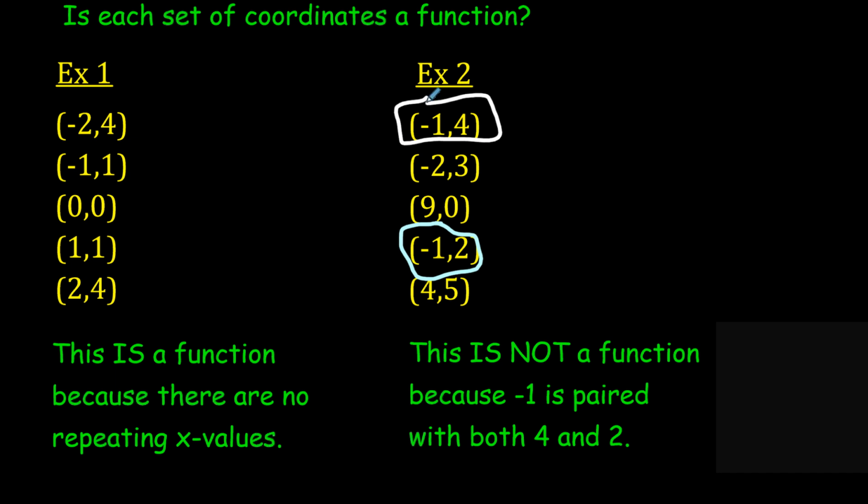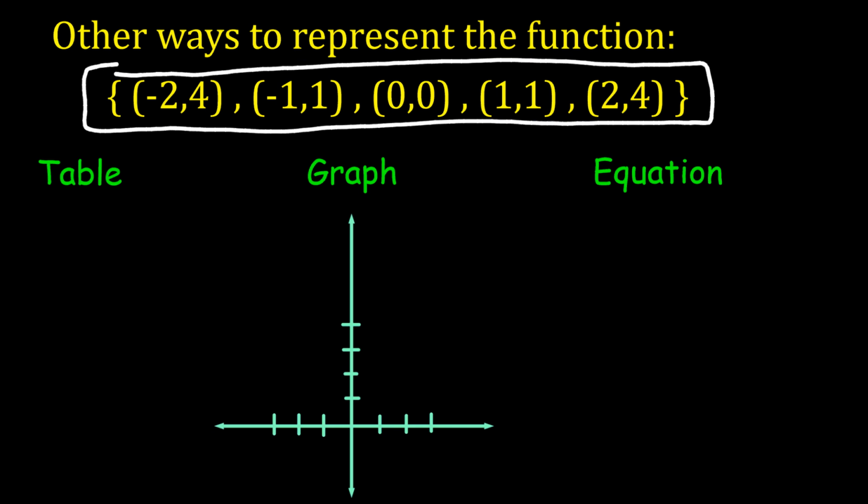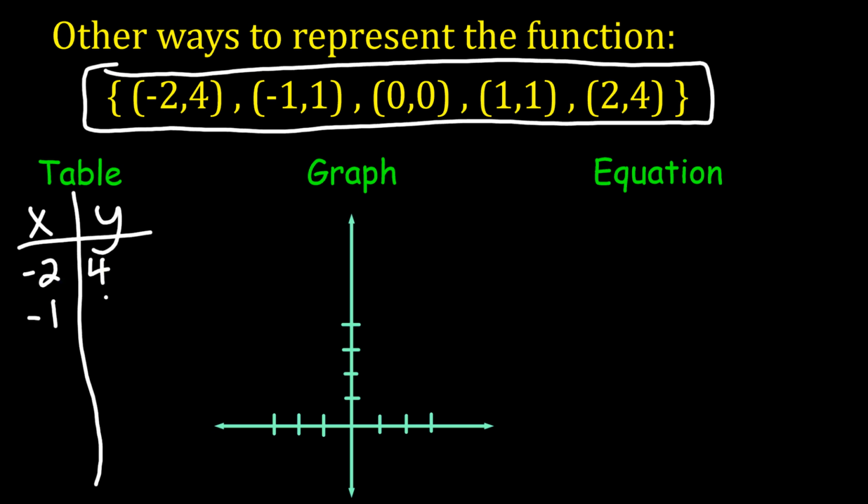There are a couple different ways to label or to name a function. In the previous example 1, we just listed out the points, and so sometimes you'll list them the way I had on the previous slide. Sometimes you'll list them in brackets like I have here. Other times you might just list them as a table, as an x, y table. It doesn't always have to be x and y, but most of the time we use x and y. So it'd be (-2, 4), (-1, 1), (0, 0), (1, 1), and (2, 4).